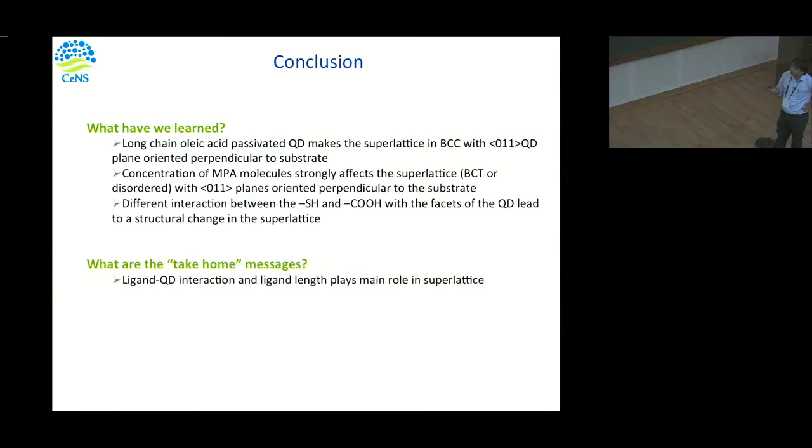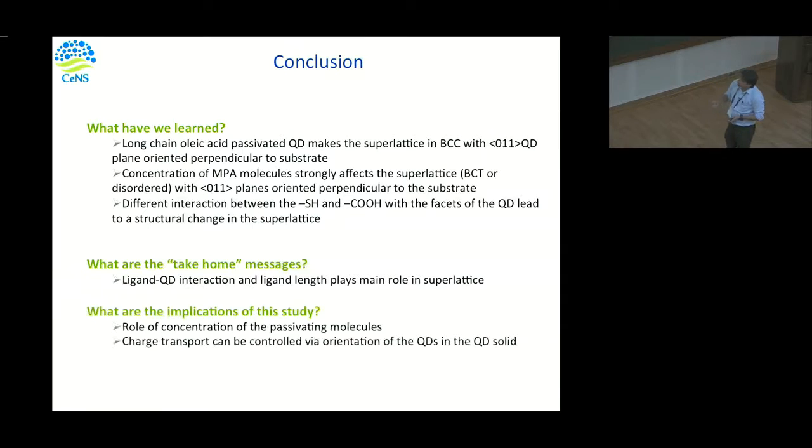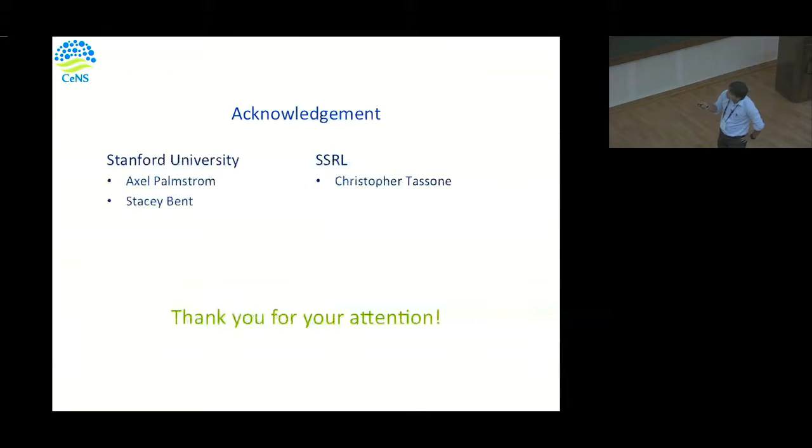So the take-home message is that ligand quantum dot interaction, ligand length, and ligand-ligand interactions are the ones playing a critical role in this type of superlattice. The implication from here is that the concentration of these passivating molecules is important, and the charge transport can be controlled via the orientation of these quantum dots in the solids. Thank you. I did this work with Axel, Stacy, and from SSRL, Christopher, they helped. Thank you for your attention.